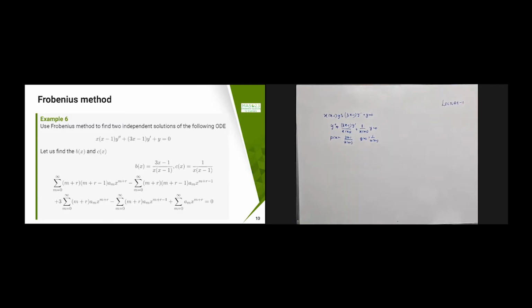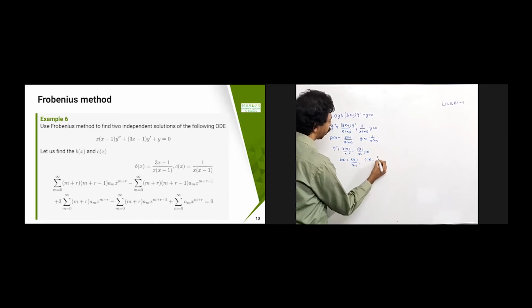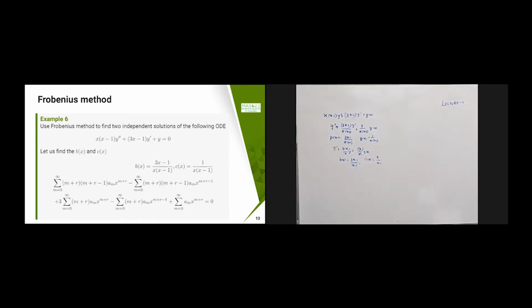Now we are going to solve this problem. Let us see how we obtain the solution. If you want to verify the theorem, what is p of x here? If I write it in the format y double dash plus p of x by x y dash plus q of x by x square y equal to 0, then I can write p of x equal to (3x minus 1) by (x minus 1), and similarly q of x equal to x by (x minus 1). At x equal to 0, these are analytic.